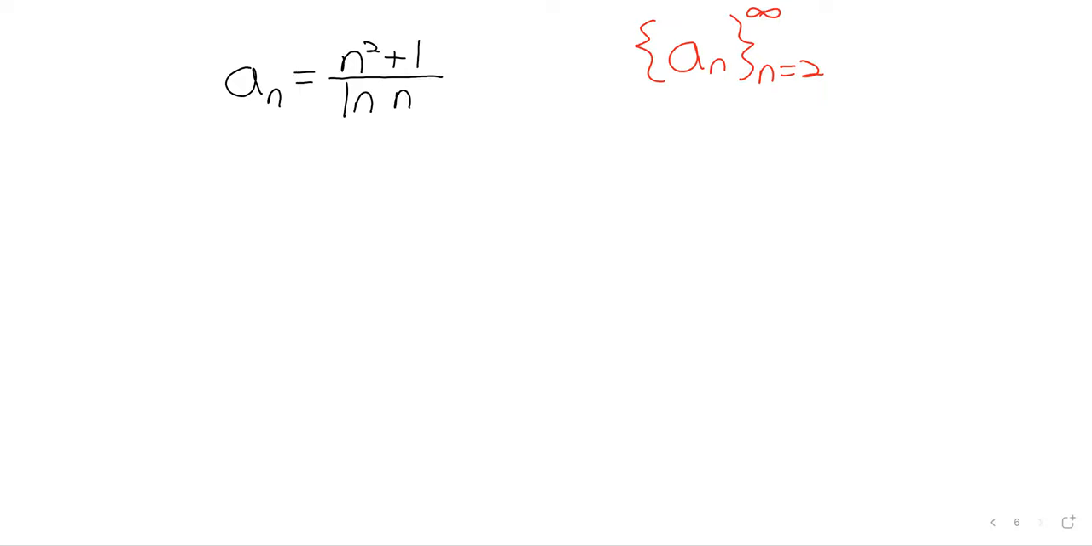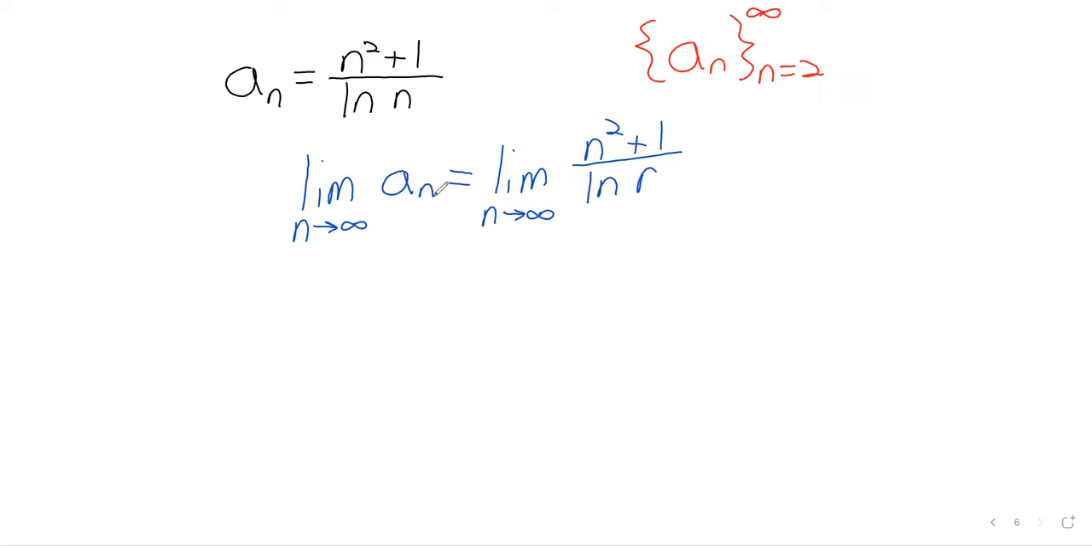But let's take the limit as n goes to infinity of a sub n. And honestly, I introduced this concept in terms of functions. I often don't bother explicitly writing a function down. I'll just say, okay, we're taking the limit as n goes to infinity of a sub n, that is, n squared plus one over the natural logarithm. Let's see if we can take this limit.